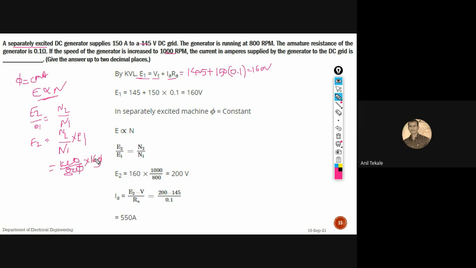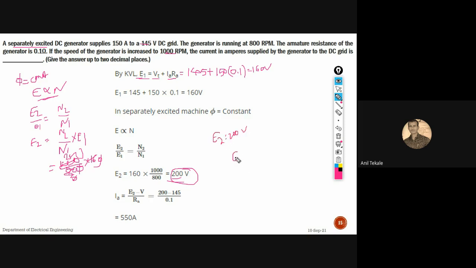So the zeros cancel, 16 into 5, 5 into 2. So that is nothing but what? 200 volt. What is this value? It is for E2. So E2 we got as 200 volt.